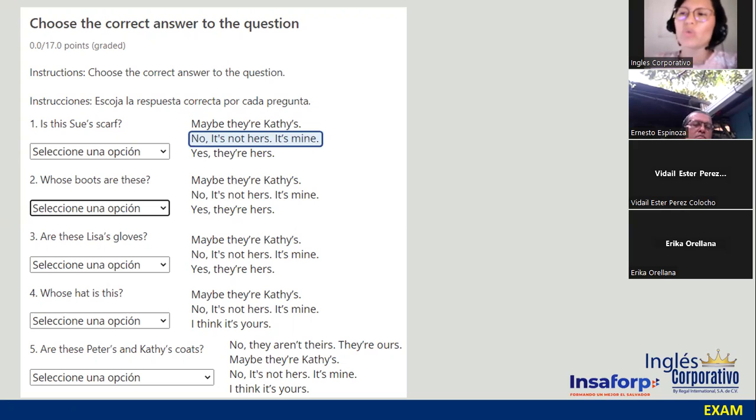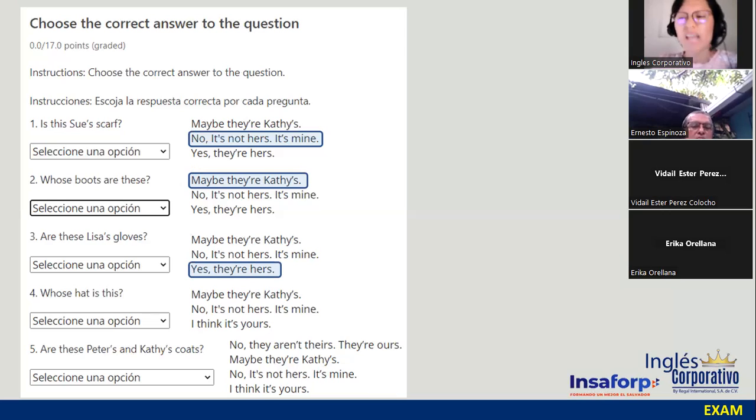What about number two? Whose boots are these? Maybe they're Katie's. Muy bien. Quizás sean de Katie. What about number three? Are these Lisa's gloves? Yes, they're hers. Muy bien. Yes, they're hers, porque estamos hablando de un par de guantes, ¿verdad?